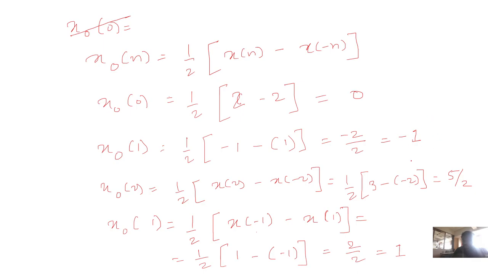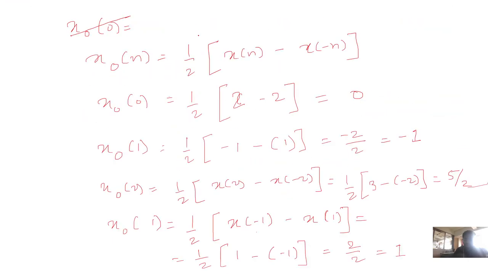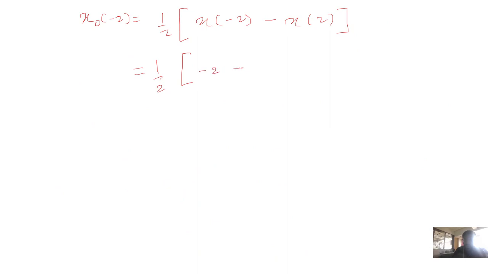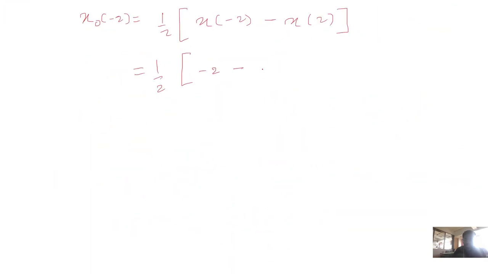So you understand this, for odd the sign has been changed, and our intuition will tell us that x odd of minus 2 is going to be minus 5/2. Let's calculate it. X odd of minus 2 is going to be half of x of minus 2 minus x of plus 2, right? What is x of minus 2? X of minus 2 is minus 2, right? So it is going to be minus 2 minus 3, and therefore it is going to be minus 5/2.